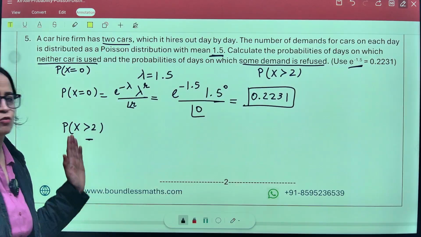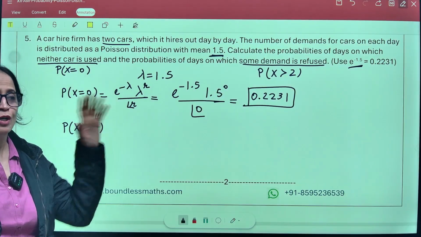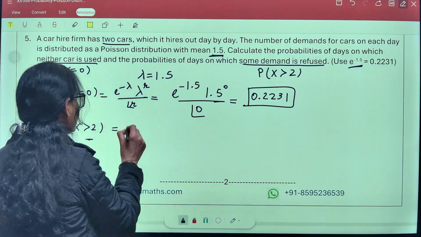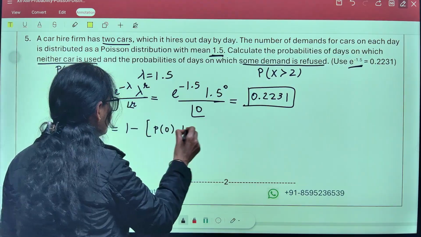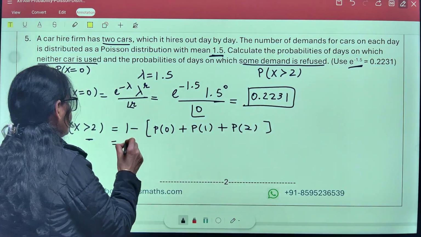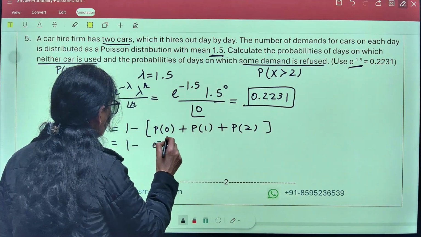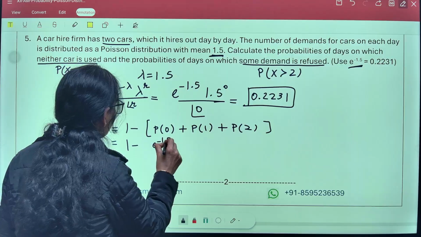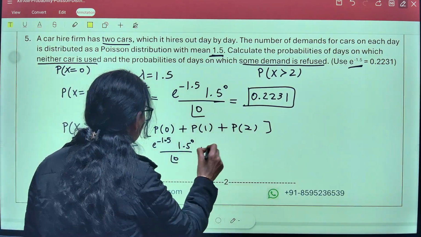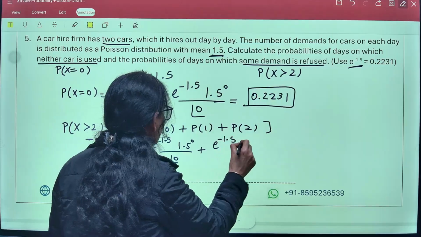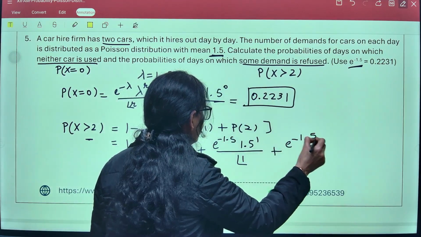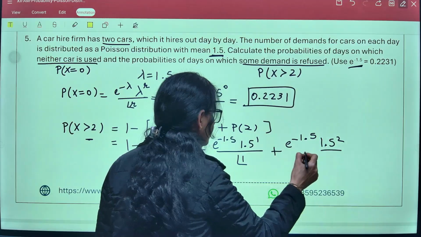Now let's find the probability for x being greater than 2. Again, it is a case where you need to find the probability of x being greater than a certain value. So look on the other side. That means the value is lesser than 2. So this is going to be 1 minus probability of 0 plus probability of 1 plus probability of 2. So let's put the values as per the formula. It is e raised to power minus 1.5, 1.5 to the power 0 upon 0 factorial plus e raised to power minus 1.5, 1.5 to the power 1 upon 1 factorial plus e raised to power minus 1.5, 1.5 to the power 2 upon 2 factorial.